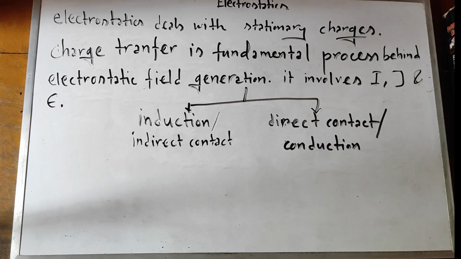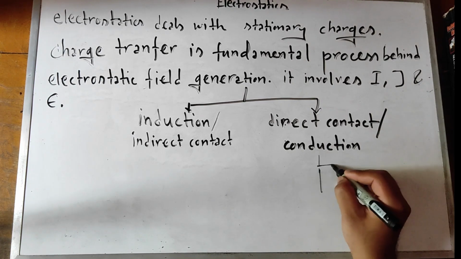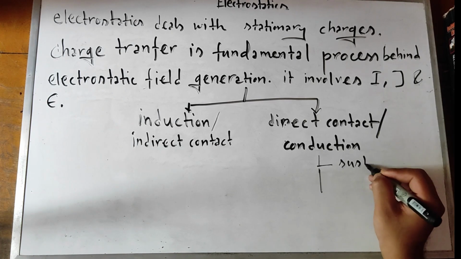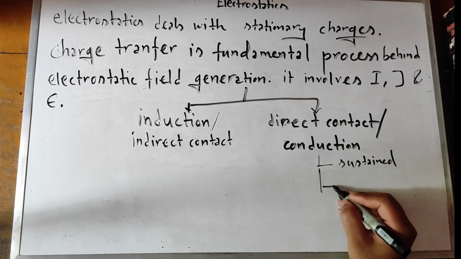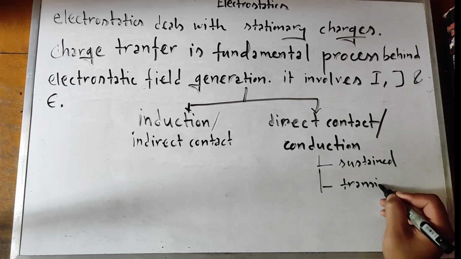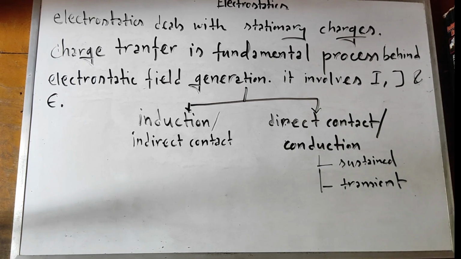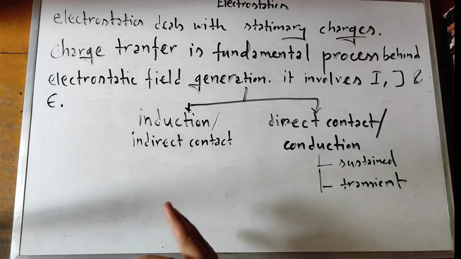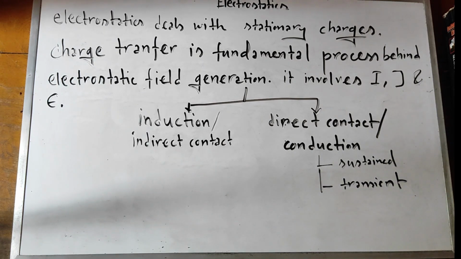Conduction can be of two types: sustained conduction and transient conduction. Sustained or steady state conduction is called current, and then transient conduction. So these are the two methods by which we generate electrostatic field. Even electrodynamic field is also generated by induction and direct contact or conduction. I'm going to talk about these two briefly, not in detail.